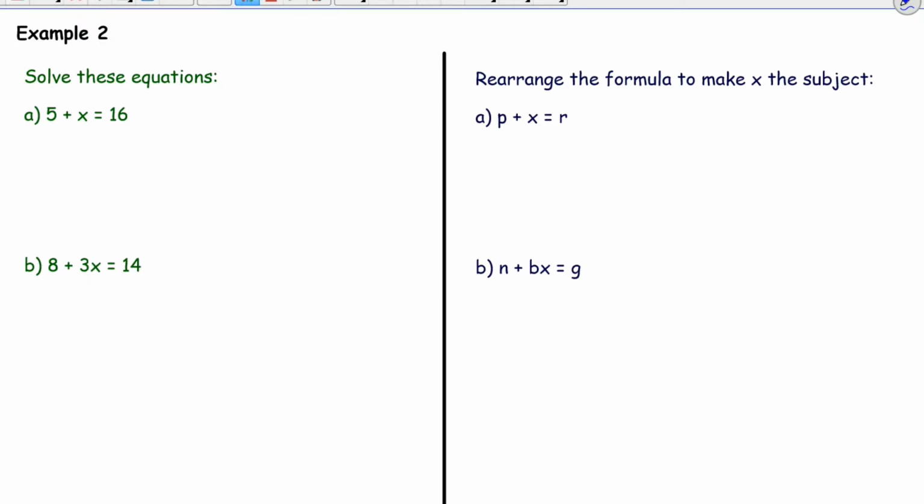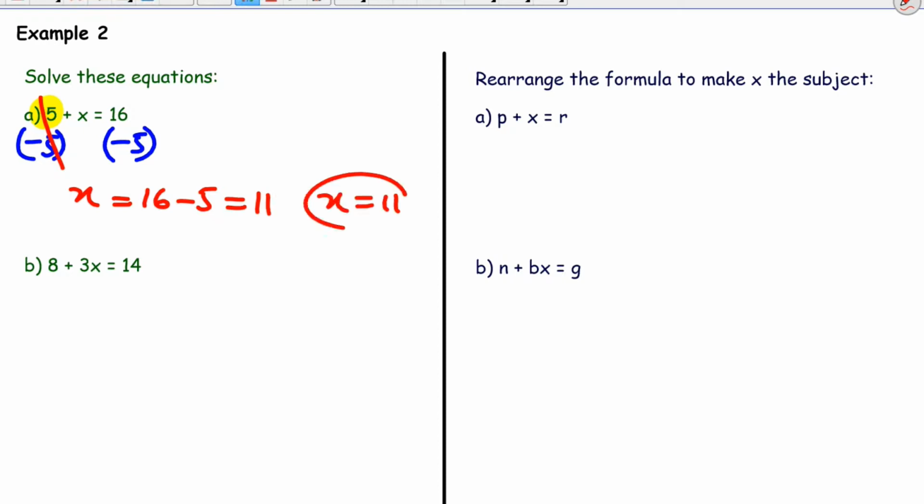Example 2, solve these equations. So, and the process is similar. Okay, remember here we have positive 5 added to x. So we need to find a way of getting rid of that positive 5, which means we are going to subtract 5 on each side. So we subtract 5 on this side and subtract 5 on that side. So 5 minus 5 will be 0. So basically, this is gone. We end up with x is equal to 16 minus 5, and 16 minus 5 will be 11. So basically, x is equal to 11 is our solution.